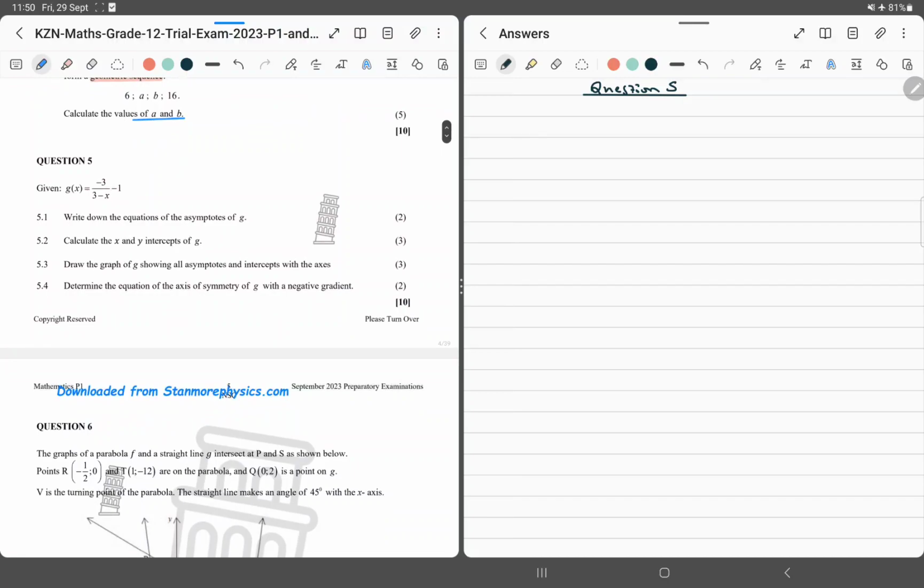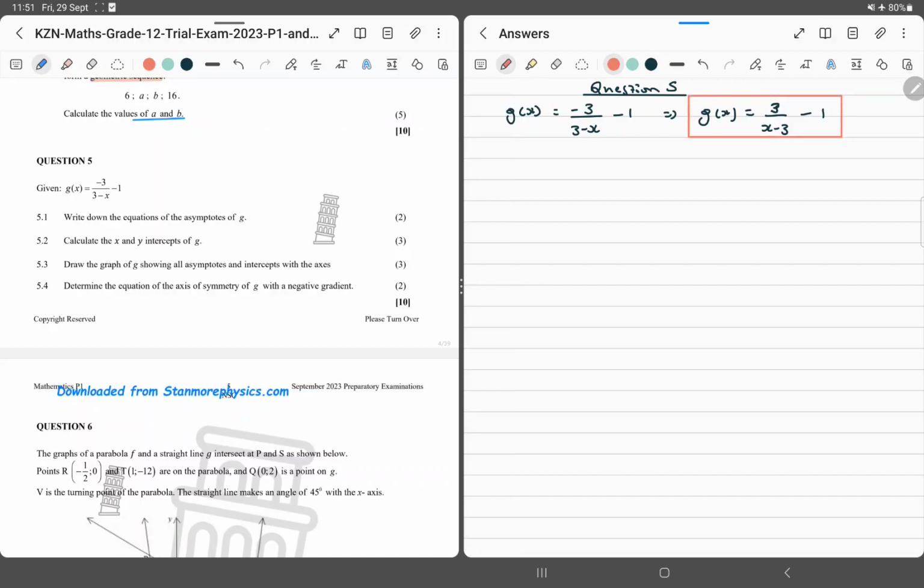Alright, so what we're given here is the graph of G. So G of x is minus 3 over 3 minus x minus 1. So for me, I always write this in standard format, because this is not standard format. So when we factor out the negative it will cancel the top, so we get a plus 3 over x minus 3 minus 1. So this is how it should be written properly.